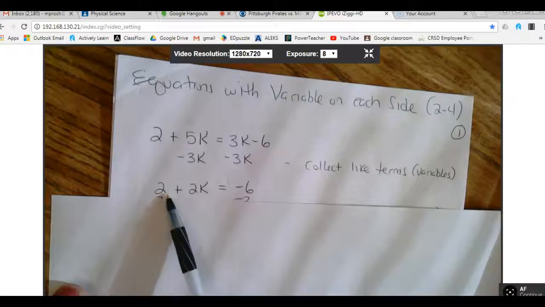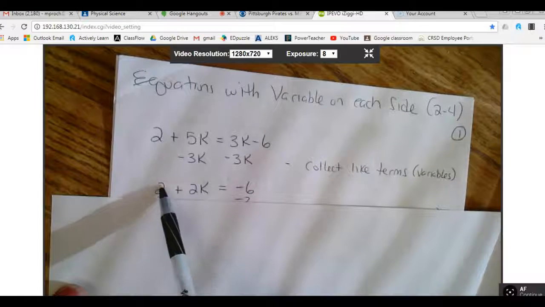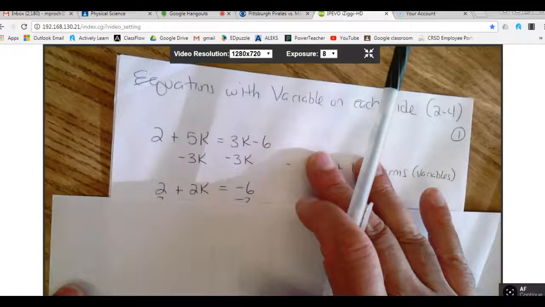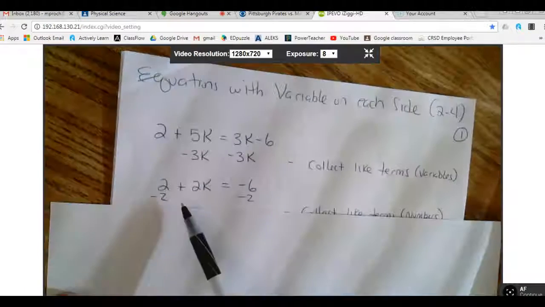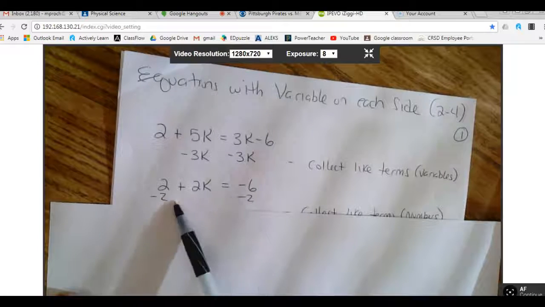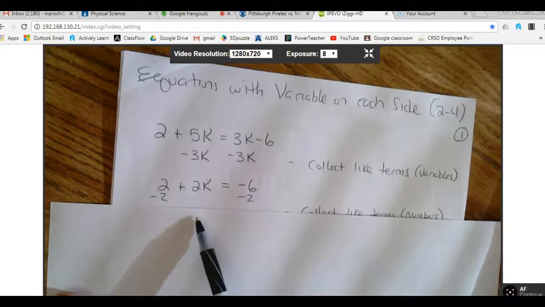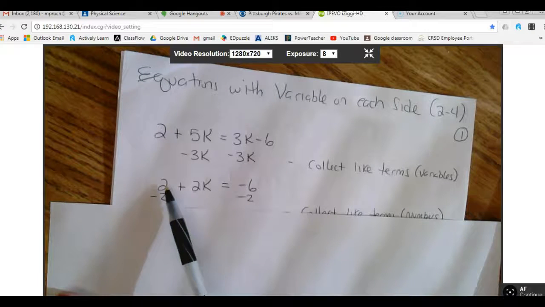So then I end up with 2 plus 2k equals negative 6. And then I'm going to do the constants, and move them to the other side here. So then I'm going to minus 2 from both sides. I'm just doing the opposite. It's this idea that if I do the same thing to both sides, then I'm fine. I don't change the equation. But also I'm doing the opposite. It's that symmetry thing, or, I forget exactly the name of the property. But if it's 2, I do the opposite, negative 2.